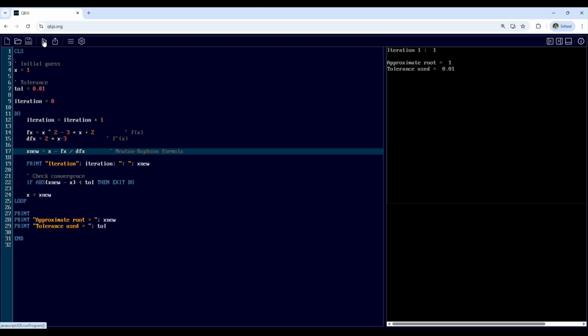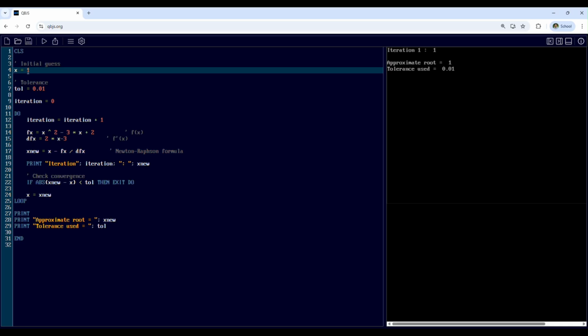If I run this, I get first iteration, approximate root is already 1. That's because I guessed starting with the root. Let's say I had the value of 1.2, then I have to take 3 iterations. Iteration 1, x new became 0.933, then it became 0.996, then it became 0.999, and it stopped when the absolute tolerance was 0.01.